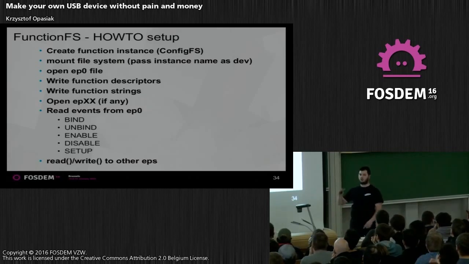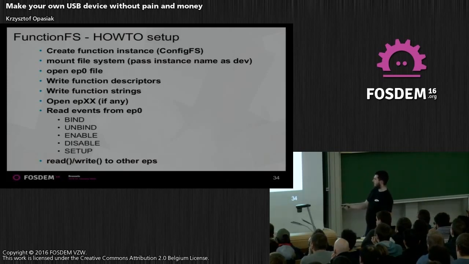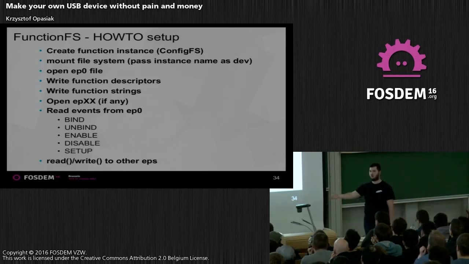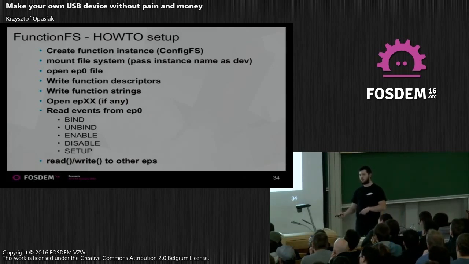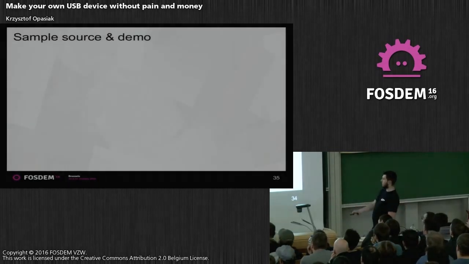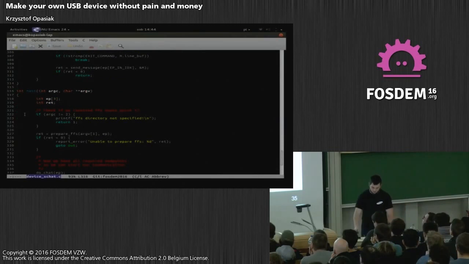0. The events are bind. This is when you connect your gadget with the hardware on the device side. And unbind is obvious. Enable: you will get the enable event when the host chooses a configuration which contains your function. So this means, okay, now you are enabled, start the communication, start doing whatever you should do. And setup is a setup request for the endpoint zero. It's a form in which control transfer works. Of course, you may use read-write to communicate using other endpoints.